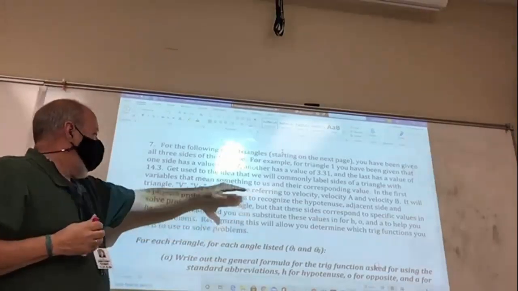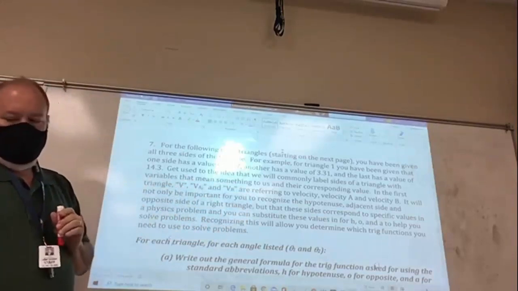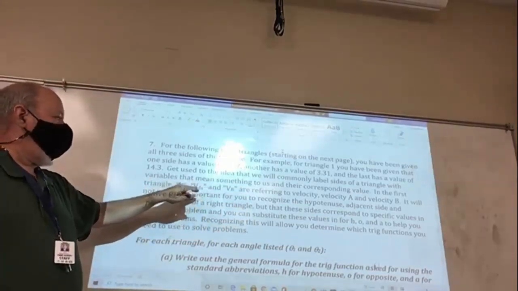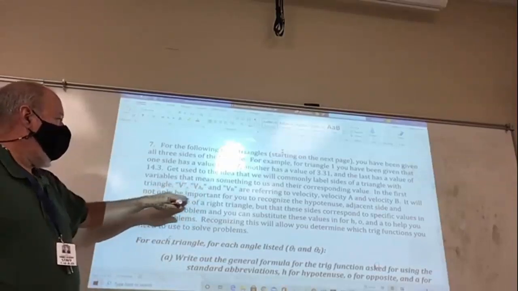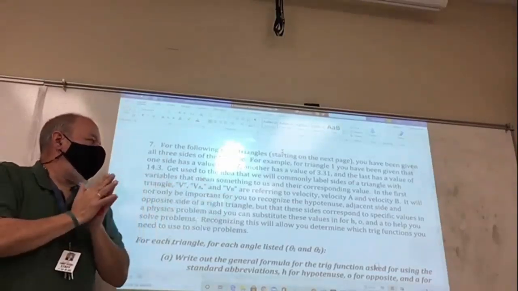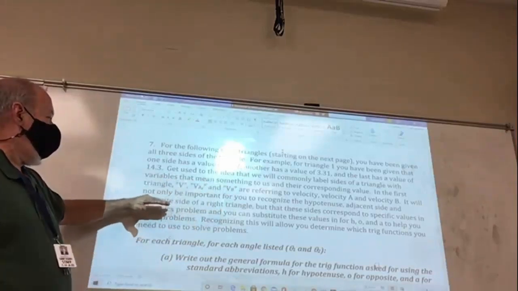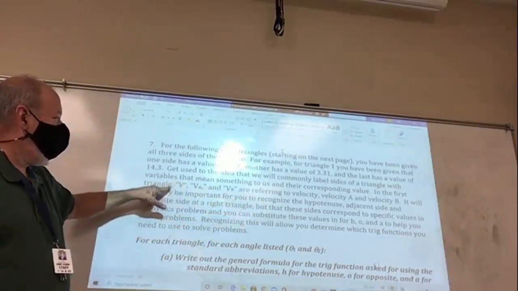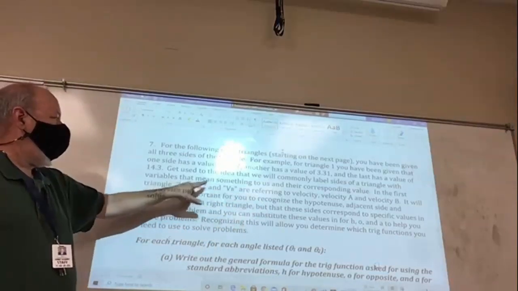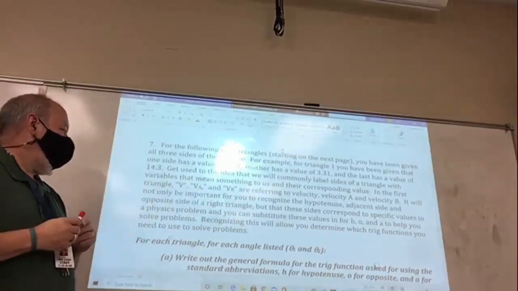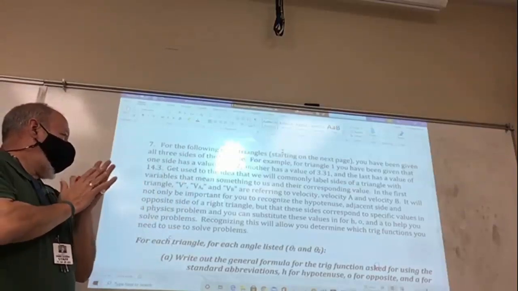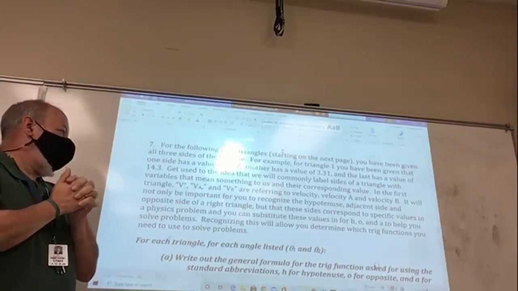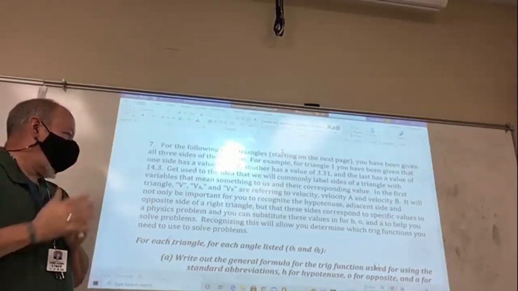So anyway, in the first triangle, V, VA, and VB are referring to velocity, velocity A, and velocity B. It will not only be important for you to recognize the hypotenuse, the adjacent, and the opposite side, but that these values correspond to V, VA, and VB. Okay? And you can substitute these values in for opposite and hypotenuse and adjacent to help you solve problems.